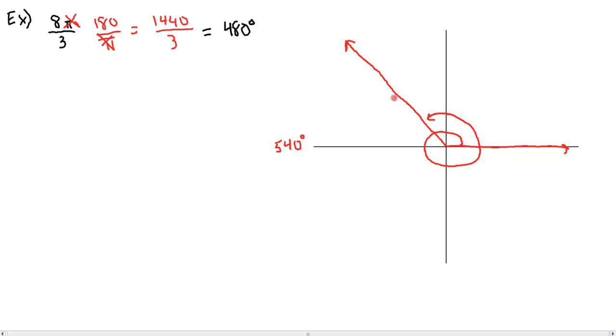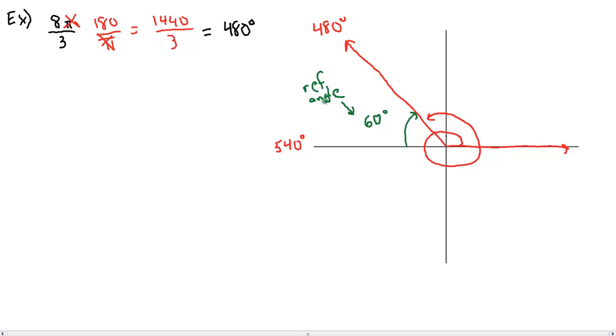So the reference angle then is going to be 540 minus what we had right here, which is 480. That's going to be that angle right here. So the difference between these two measures is 60. So that's going to be your reference angle.